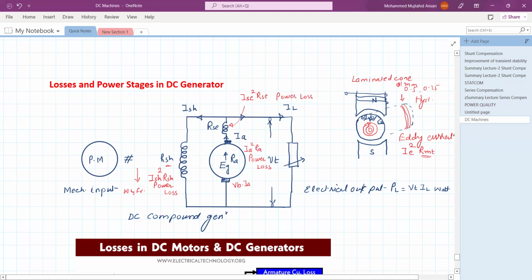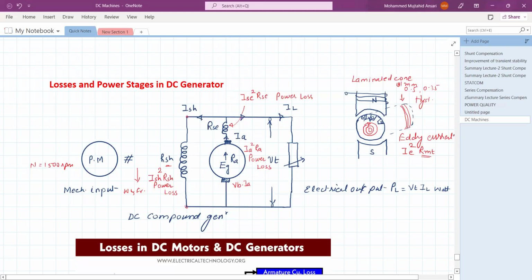Now, if the speed of the prime mover is kept at 1500 RPM, then whatever losses occur, irrespective of the load condition, the windage and frictional losses are constant, because these losses depend upon the speed of the generator, the speed of the prime mover. Now look at this field circuit. Whatever the load, either the generator is loaded or it is open circuit, the shunt field winding carries the same current. So the shunt field current is irrespective of the load current, and hence the loss in the shunt field winding also remains constant irrespective of the load condition.